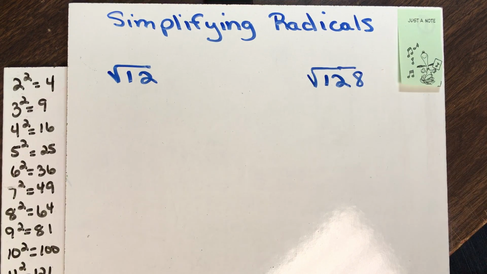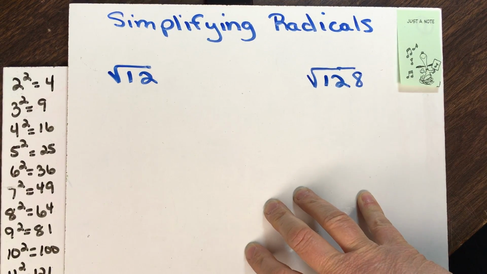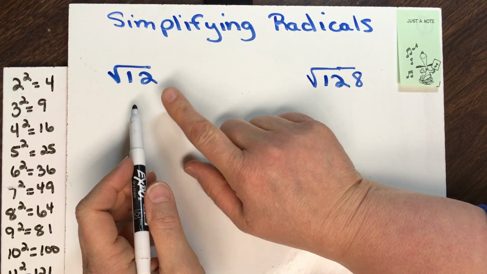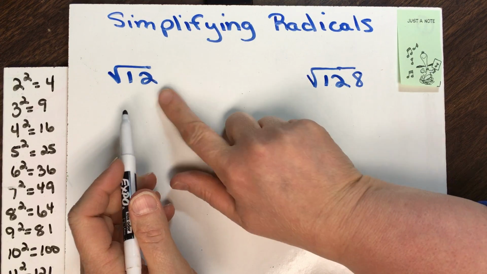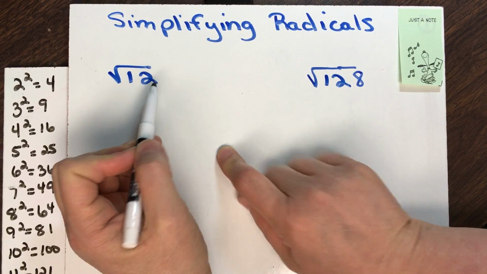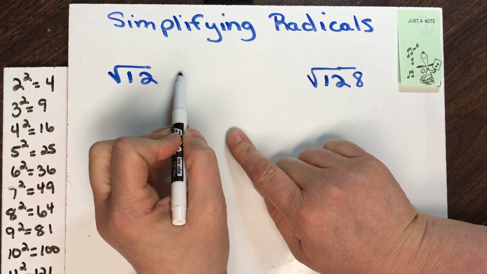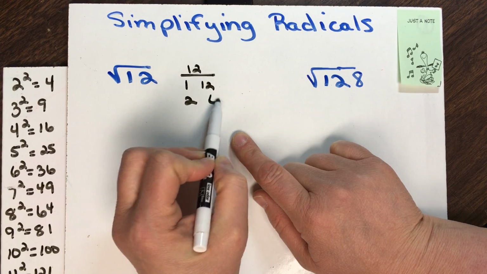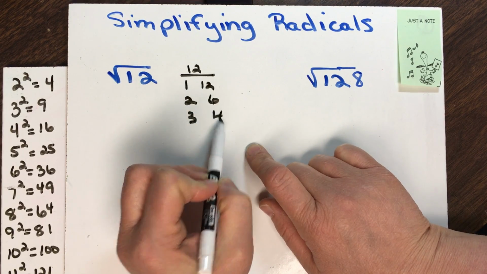All right, this time we're working on simplifying radicals. So the first step you want to do in simplifying radicals is to look at your factors of the number that's underneath the radical. This is called a radicand. So I'm going to look at the factors of my radicand. So 12. I have 1 and 12, 2 and 6, 3 and 4.